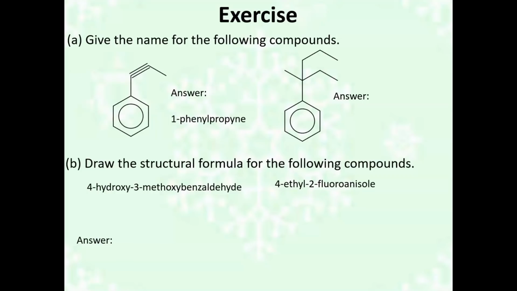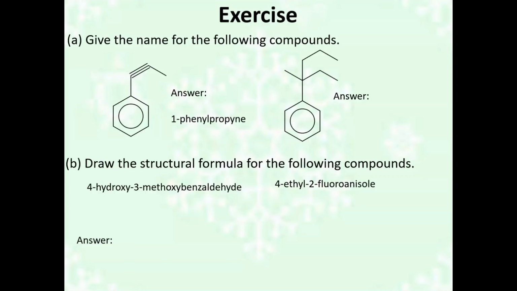Next, the structure also has an aliphatic chain and a benzene ring. The aliphatic chain is an alkane, and the longest chain contains 6 carbons. So this chain is the parent part. For the numbering of the chain, either we start here as 1, 2, 3, 4, 5, 6, or we start here as 1, 2, 3, 4, 5, 6 for the longest chain.